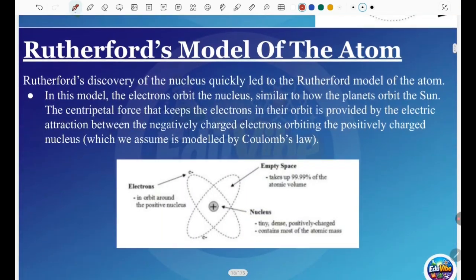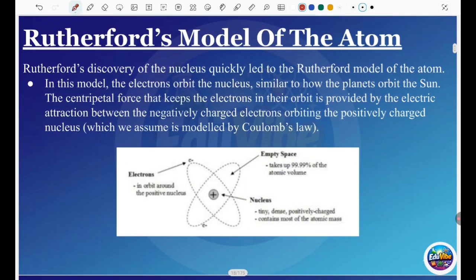So what did they do after that? They turned that theory around and explained how all of this happens. Rutherford's discovery of the nucleus quickly led to the Rutherford model of the atom. This became the Rutherford model because they discovered the nucleus, and they disproved the Thomson model of the atom at that time.